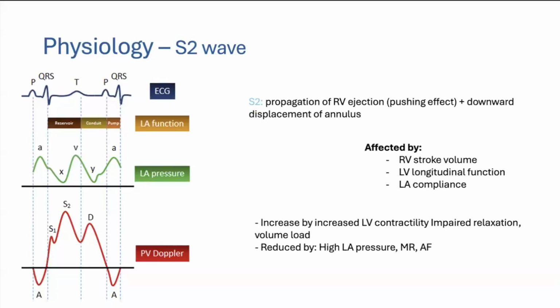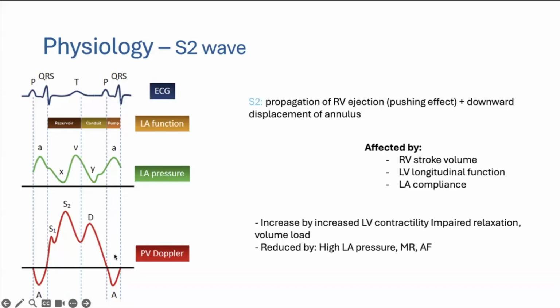S2 is the second part of the S wave, and S2 has 2 main factors. The propagation of the systolic ejection from the right side goes all the way to the left side, and it causes a pushing effect on the pulmonary veins and promotes filling. And so you get this positive waveform. The second reason is that with ventricular contraction, the annulus gets pulled down. So that's another reason why the pulmonary veins get filled. And as you can see here, S2 is bigger than S1, and that's usually how it is.